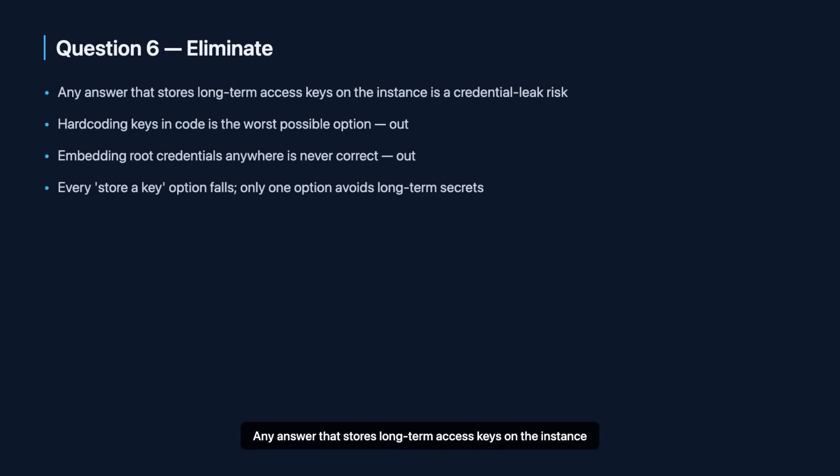Eliminate. Any answer that stores long-term access keys on the instance is a credential leak risk waiting to happen, so storing keys in the app config is out. Hard-coding keys directly in the application code is the worst possible option, out. Embedding root credentials anywhere is never the right answer on any exam question, out. Every option that stores a key falls away. Only one option avoids long-term secrets entirely.